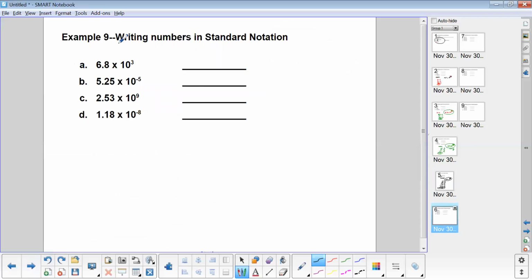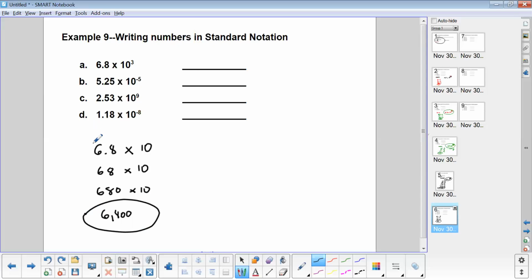Now, next slide, we've got 4 examples where everything is already written in scientific notation. We want to put it in standard form. Basically, we're saying, well, we have 6 and 8/10. What happens when I multiply by 10 3 times? I get 68. Multiply by 10 again, I get 680. Multiply by 10 again, and I get 6,800. That's the result of when I take 6 and 8/10, begin with this, and multiply it by 10 3 times.